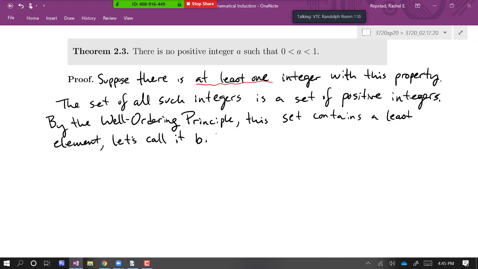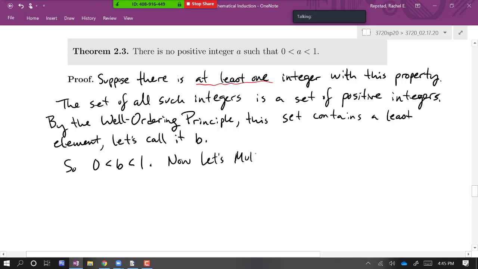So if B is in this set, that satisfies this, this is a positive integer between 0 and 1. Then that means I know that 0 is less than B, which is less than 1. Perfect. So now we have a three-sided inequality. Let's multiply all three sides. Let's multiply through by B. So if I multiply all three sides, I get 0 less than B squared less than B.